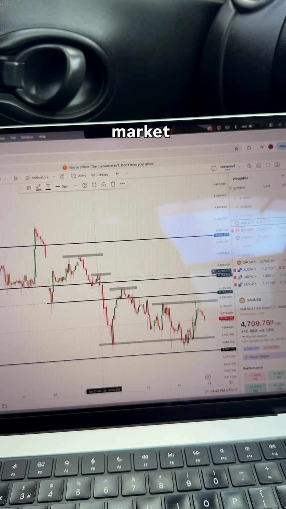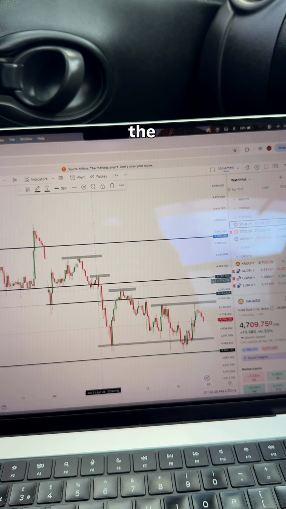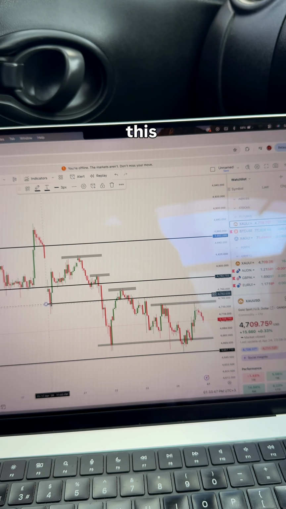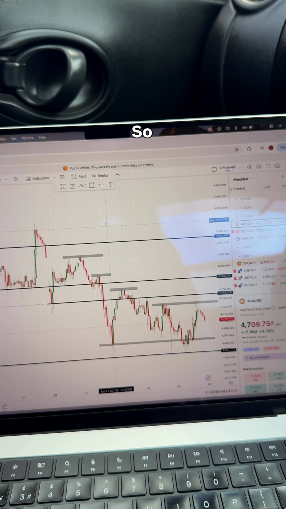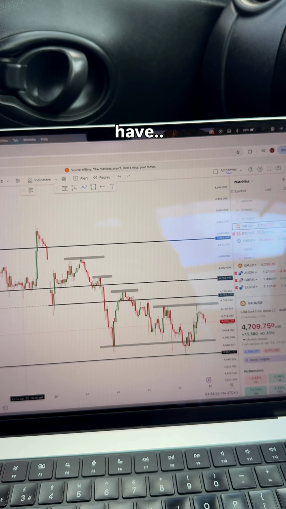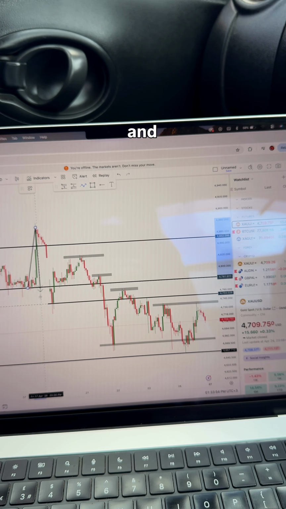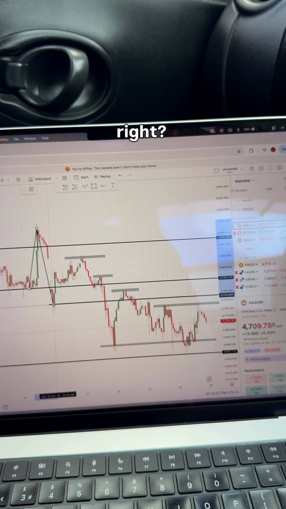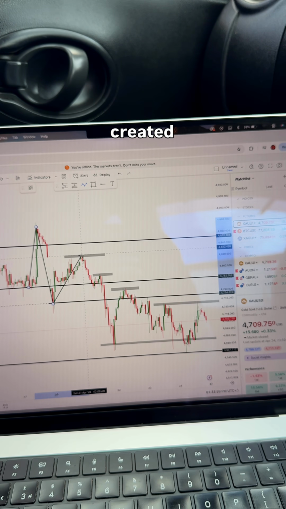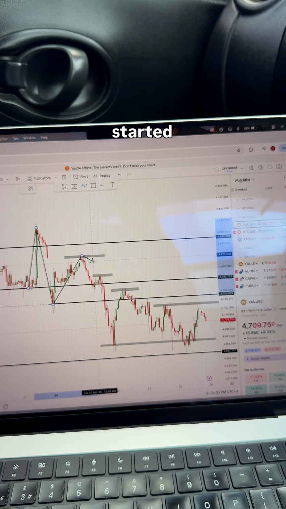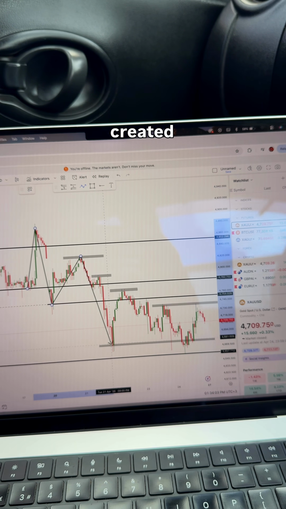The market ended up selling off crazy to the downside, which then broke this low that was recently created. So we have a high and a low, which then broke structure, right? Price came back up, created a lower high, but then when it started selling off, it created a lower low.